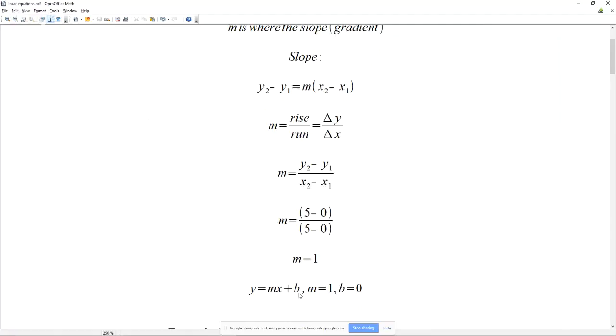Correct me if I'm wrong, but isn't y2 minus y1 equals m times x2 minus x1 the point slope formula? Yeah, it's the same thing. Slope formula. Yes. Point slope formula.